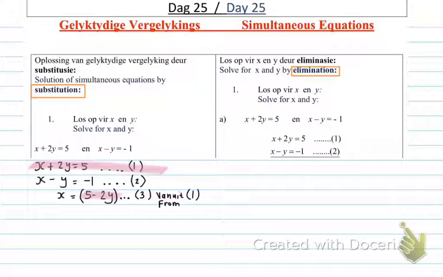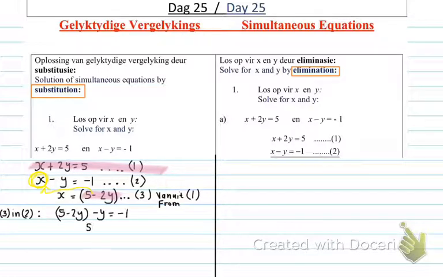So I take equation number 2 and I put 3 into equation number 2. In the place of that x in equation number 2, I put the bracket 5 minus 2y. So it's 5 minus 2y minus y is equal to negative 1. That's 5 minus 3y is equal to negative 1. I take the 5 over to the other side: negative 3y is equal to negative 6. Then I divide by negative 3 and I get y is equal to 2.